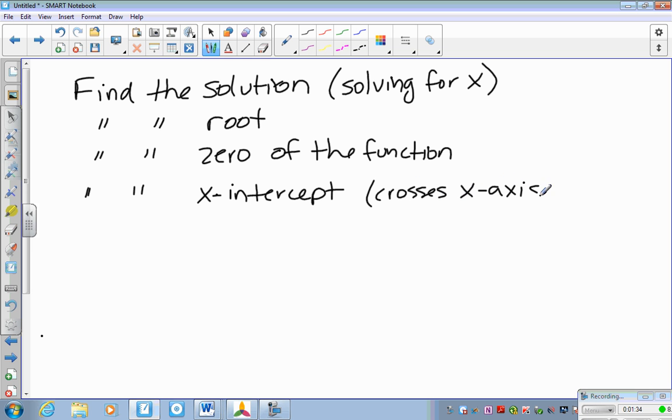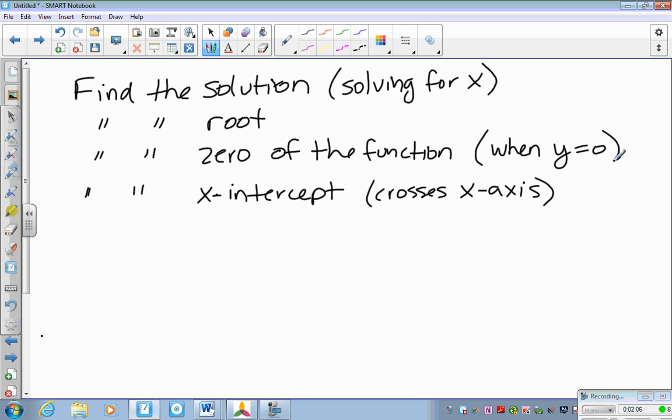The reason why it's called the zero of the function is because we know that when the graph crosses the x-axis, that means the y value is 0. You haven't quite gotten to this point yet, but you'll learn that the y value and f of x mean the same thing. So the zero of the function f of x is the same thing as when y is 0. Well, that's the same thing as an x-intercept. So this is when y equals 0.